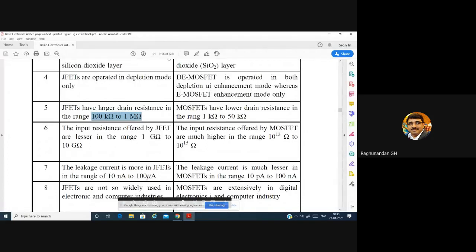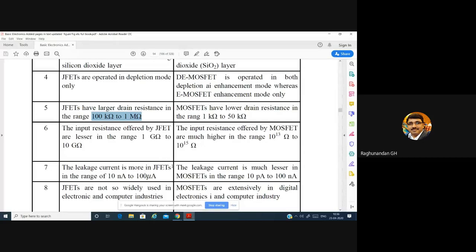So there will be some leakage currents, in the sense some current might flow towards the gate by penetrating through the depletion layer. So that is the leakage current. So leakage current is much lesser in MOSFET, in the range 10 picoamperes to 100 nanoamperes. See, as there is no concept of PN junction in this case, obviously the leakage current will be lesser in MOSFET compared to the JFET.